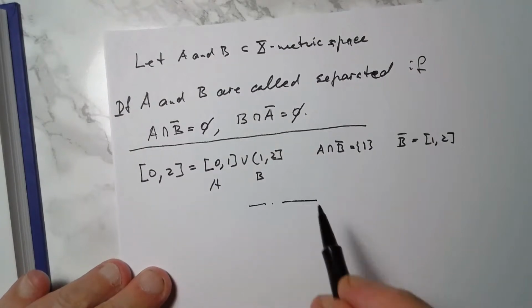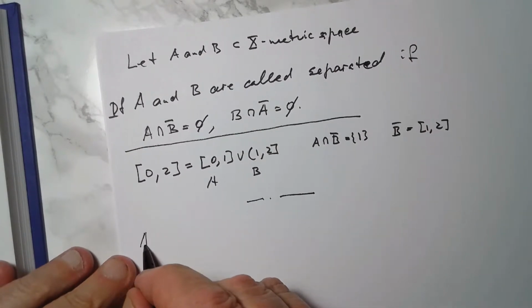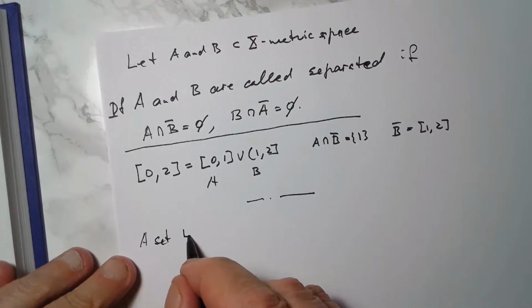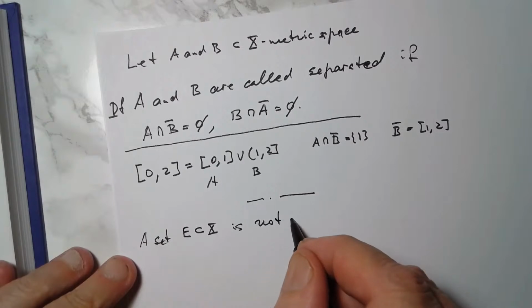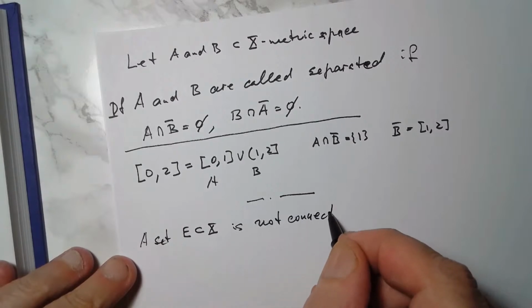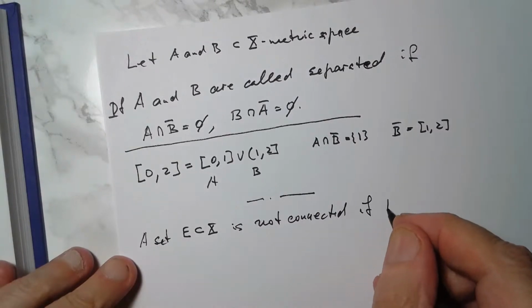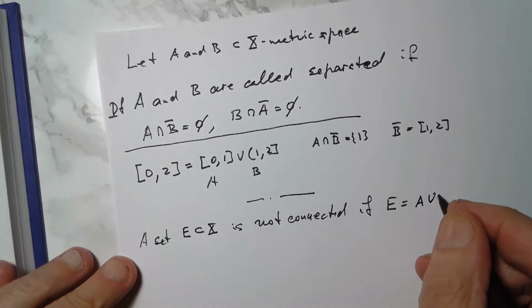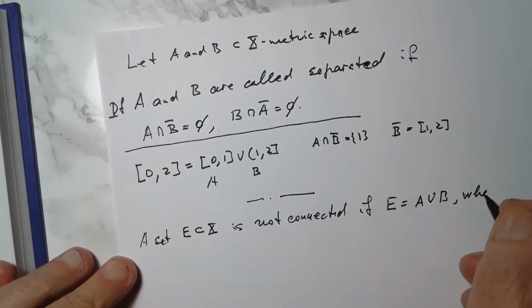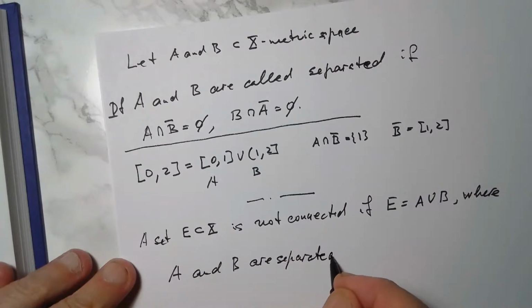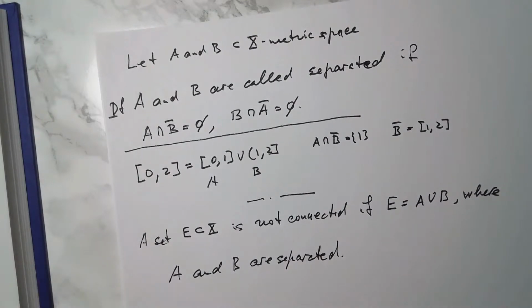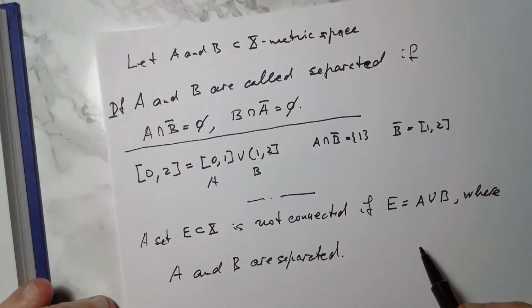Okay, so now let's make a definition. A set E in a metric space X is not connected if E is a union of two sets A and B, where A and B are separated. So not just disjoint, but separated, which is a little bit stronger. This is a definition of what it means to be a set which is not connected.